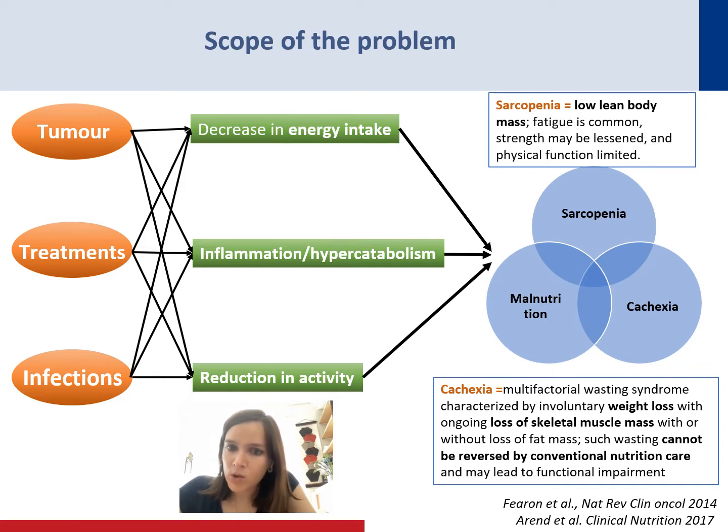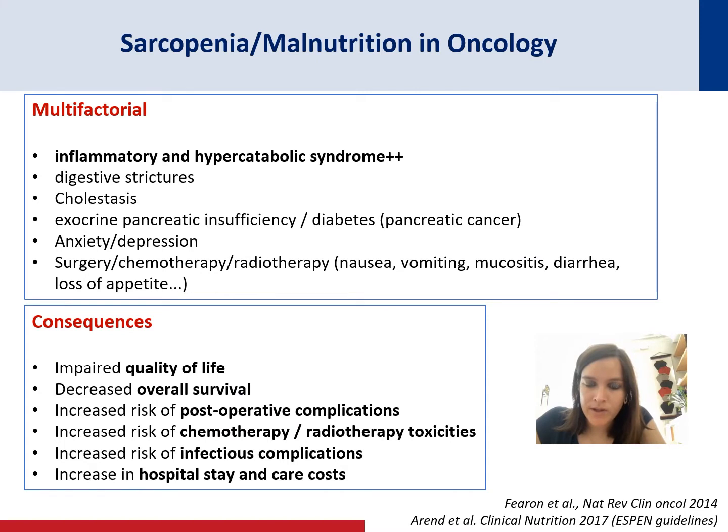These three entities overlap and are generated by decrease in energy intake, inflammation and hypercatabolism, and reduction in activity, themselves caused by the tumor, the treatments, and infections. Sarcopenia and malnutrition are multifactorial, with especially inflammatory and hypercatabolic syndrome in cancerology, digestive strictures, cholestasis, exocrine pancreatic insufficiency or diabetes in case of pancreatic cancer, for example, anxiety, depression, and the different treatments undertaken with surgery, chemotherapy, radiotherapy.